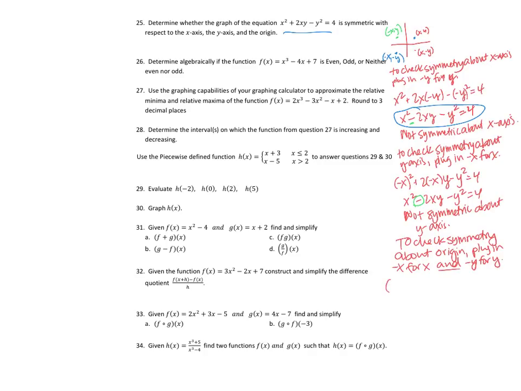So we're going to get negative x squared plus 2 times negative x times negative y minus negative y squared equals 4. And when I simplify that, I'll get x squared plus, because I have minus minus, 2xy minus y squared equals 4. And what I notice is that's the same as the function we started with. So all the signs are the same, and what that means is that it is symmetric about the origin.